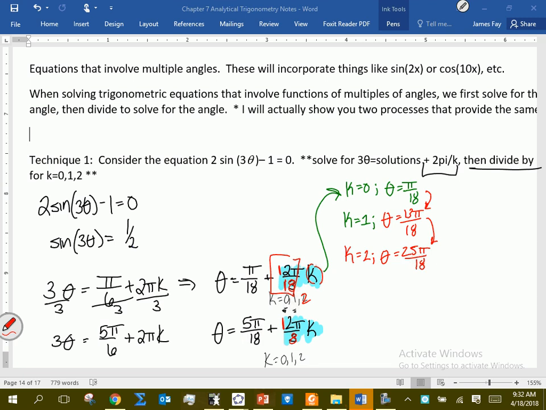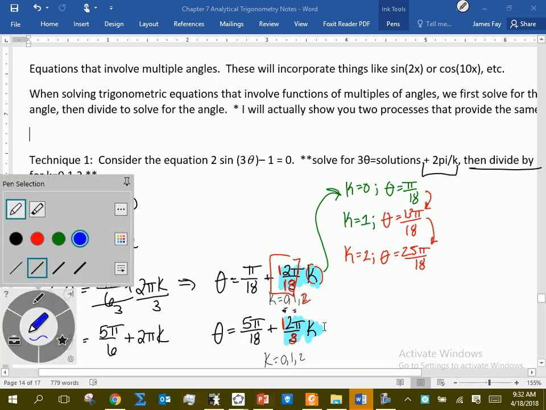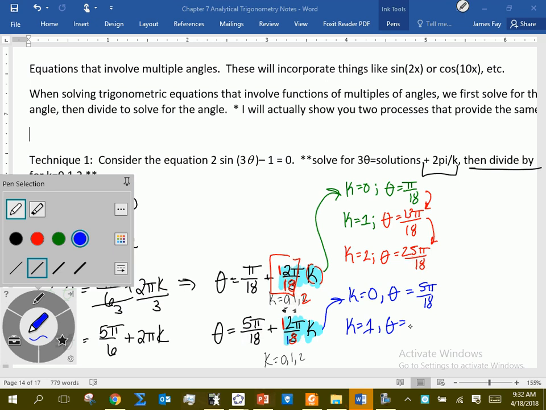All right, so now I have to do the same work starting at the 5 pi over 18 one. So if k is equal to 0, theta obviously would be 5 pi over 18. If k is equal to 1, up here we added 12 pi over 18, and we're going to do the same thing down here. Add 12 pi over 18 to this, and you get 17 pi over 18. Add 12 pi over 18 to that, and you get 29 pi over 18. And those, guys, are your solutions.